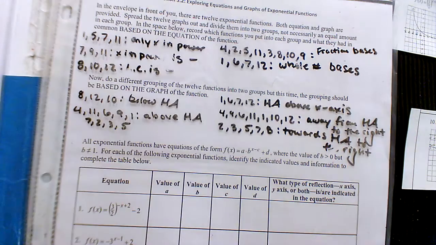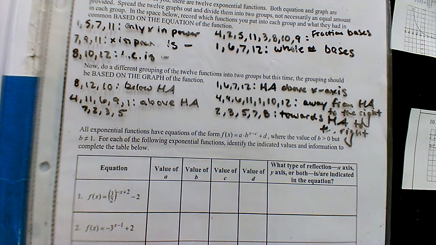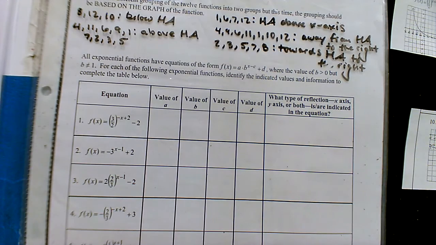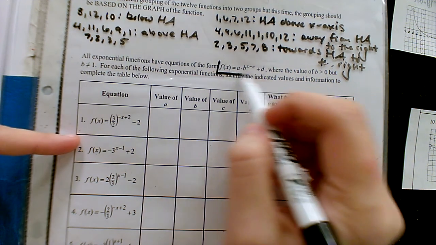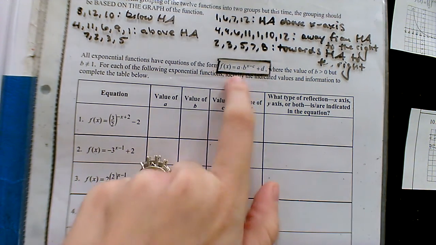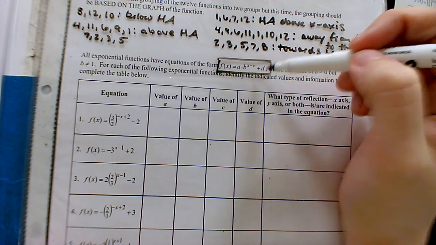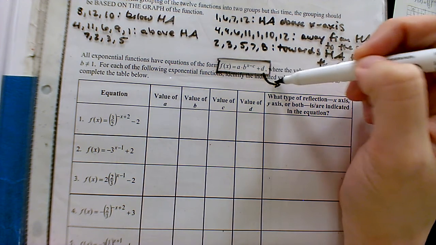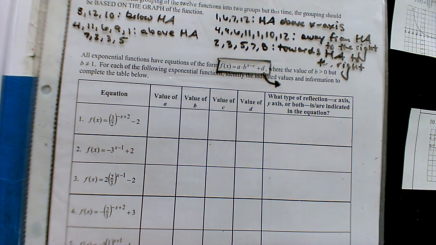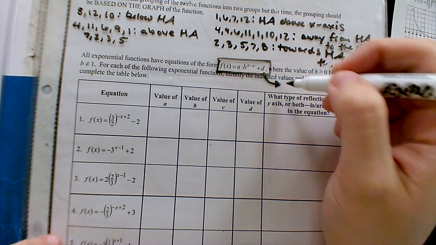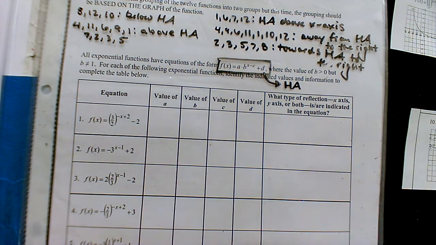So let's start to think about how we can determine what a specific number in the equation is actually telling us about the graph. So exponential functions typically have this form, A, B, C, D. Depending on where a number is located is going to tell us something different about the graph. What can we say this letter D represents in terms of the graph? That's your horizontal asymptote.